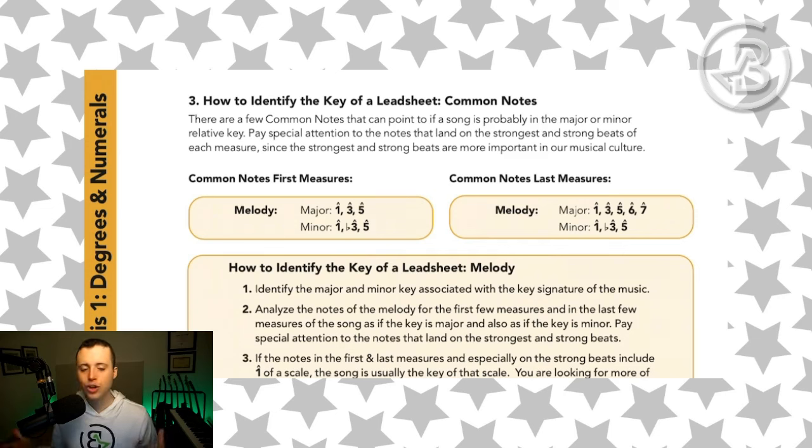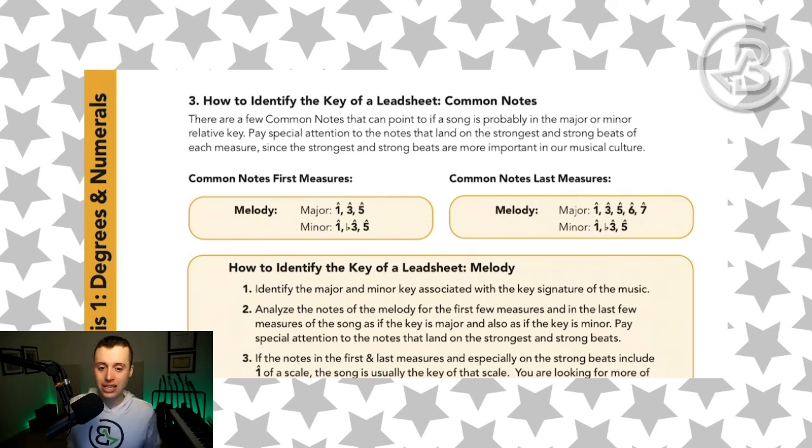In this lesson, you are going to understand what common notes are and how to use them for figuring out the key of a lead sheet or a song. So there's a few common notes that can point to if a song is probably in the major or the relative minor key. You're going to pay special attention to the notes that land on the strongest and strong beats of each measure, since the strongest and strong beats are more important in our musical culture. Go back and review module 2 or chapter 2 if you need to.